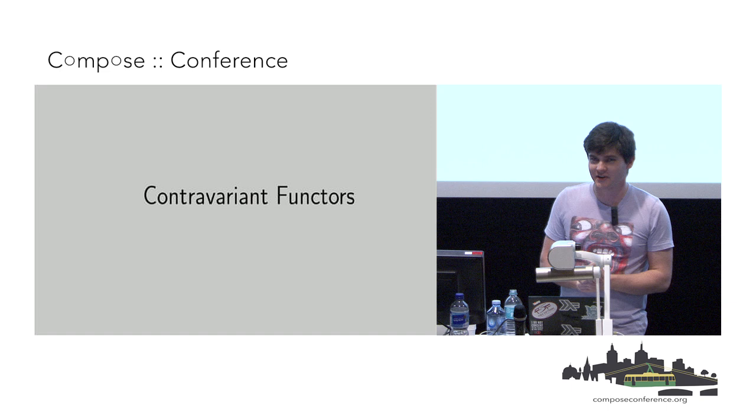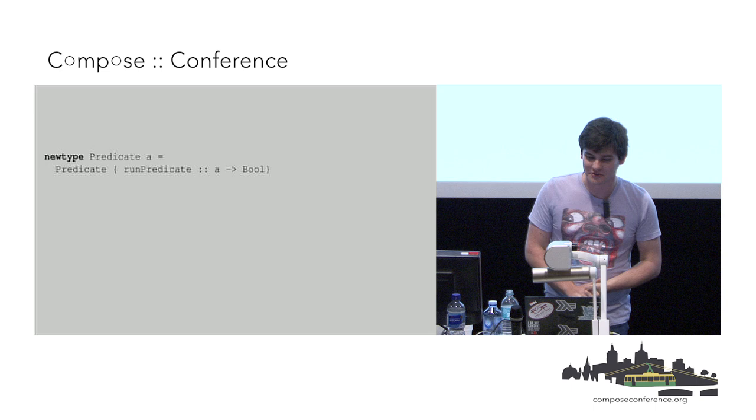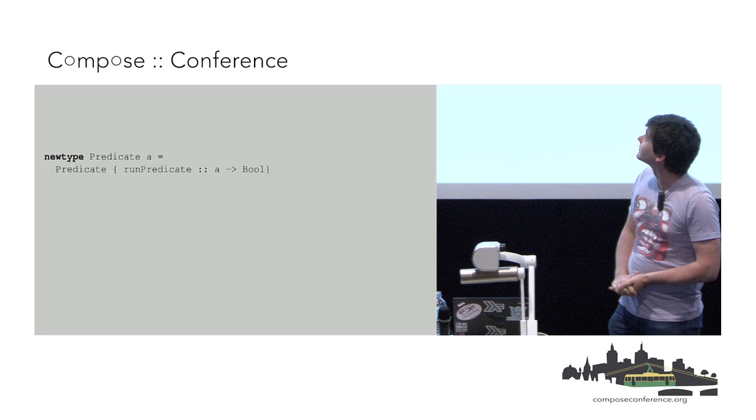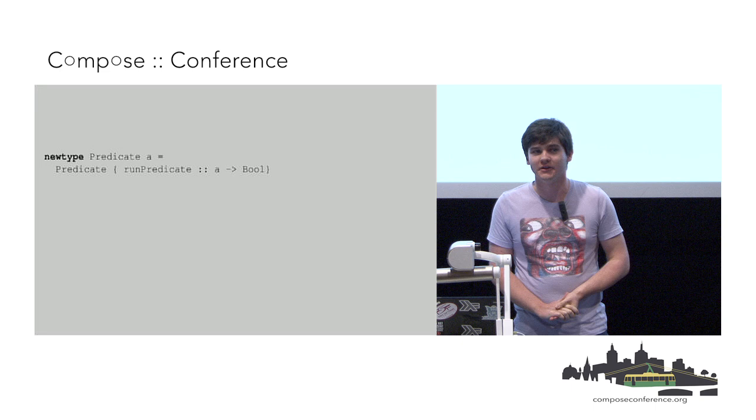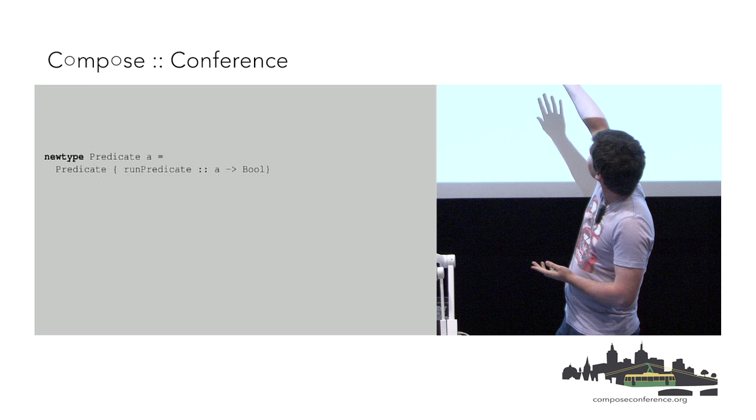Let's talk about contravariant functors. So this is where things start getting turned up to 11 and continue on through 13 and 14. I want to look at this type for a moment. This is a predicate. So this is a predicate on A's. A predicate is a function which produces a Boolean as its result. And so a predicate on A's takes an A and produces a Bool.